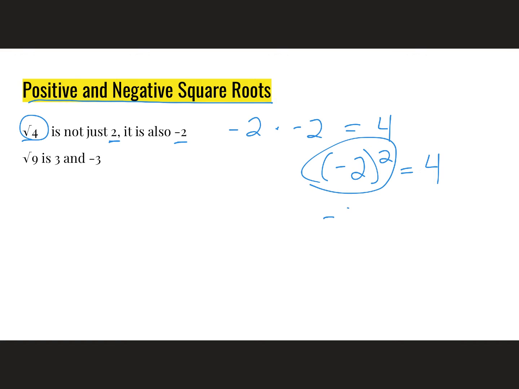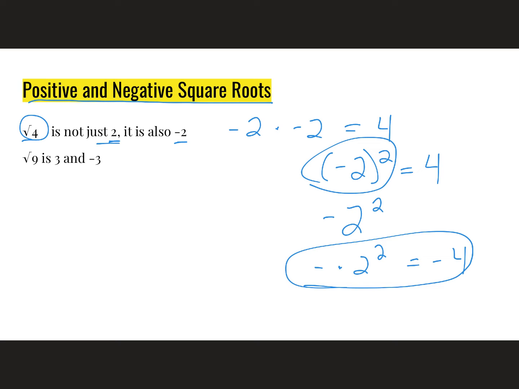If you type this, negative 2 squared, without parentheses, your calculator sees negative times 2 squared and will give you negative 4. Please know that no perfect squares are negative. So just like the square root of 4 has 2 and negative 2, the square root of 9 is 3 and negative 3. There is a positive and a negative square root.